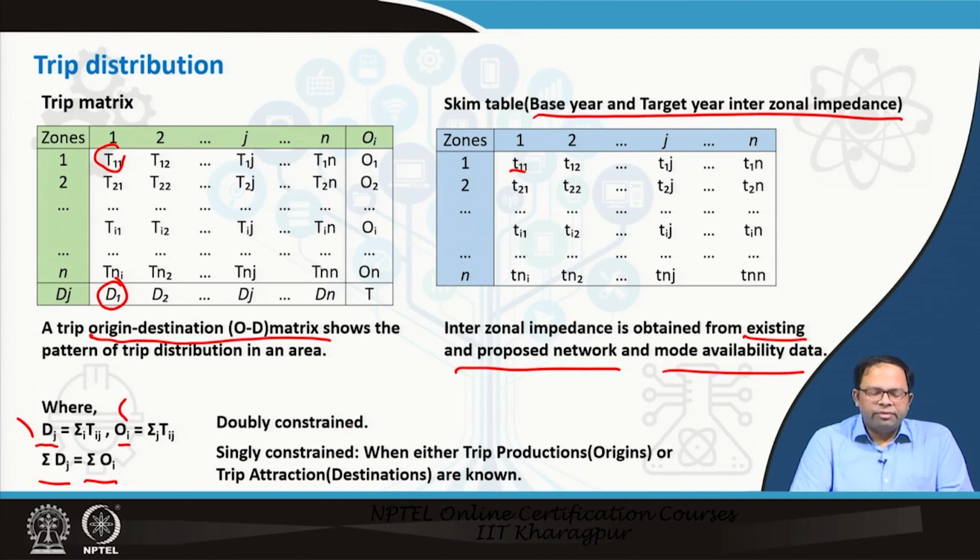Whereas, if we know only one, that means we do not know the other, say we know the total number of origins now and in the future, but we do not know the destinations, then we will call it a singly constrained model, where either trip production origins or trip attraction destinations are known. If both are known, then we can call it a doubly constrained model.